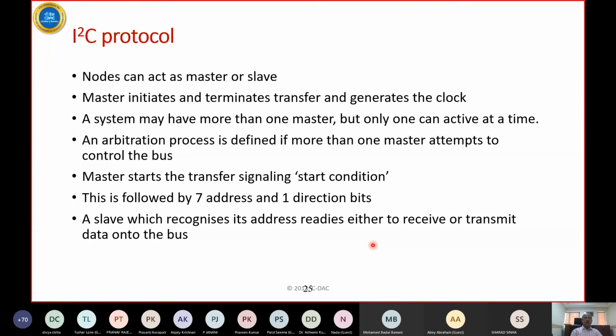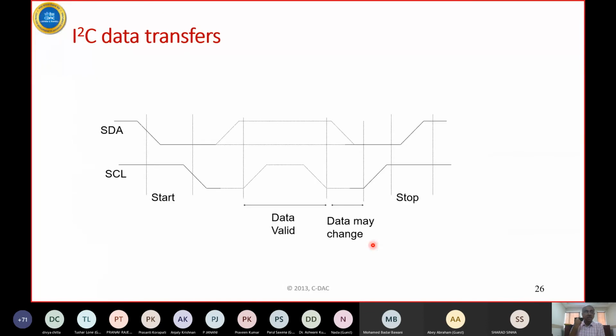The master puts the address number 4, and the direction bit says reading. So what will happen is the slave number 5, whose address matches, will get ready to transmit the data, because what the master has said is I'm going to read from you. Okay, so this is how it works.